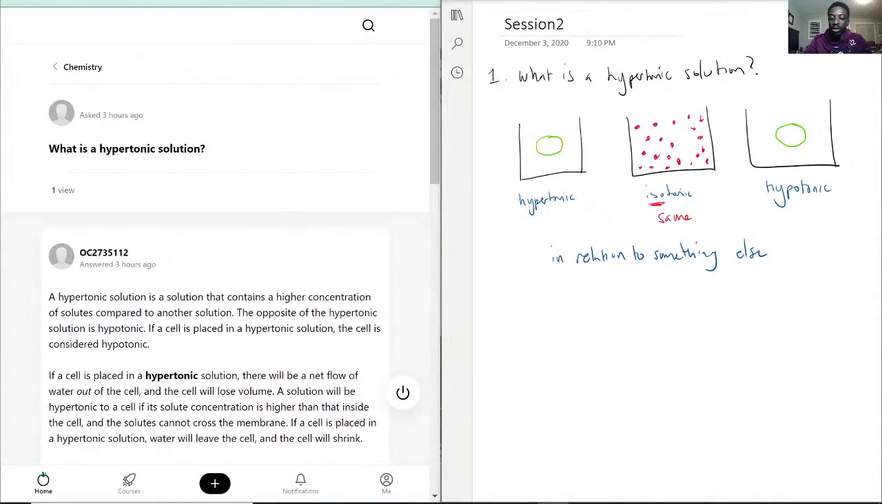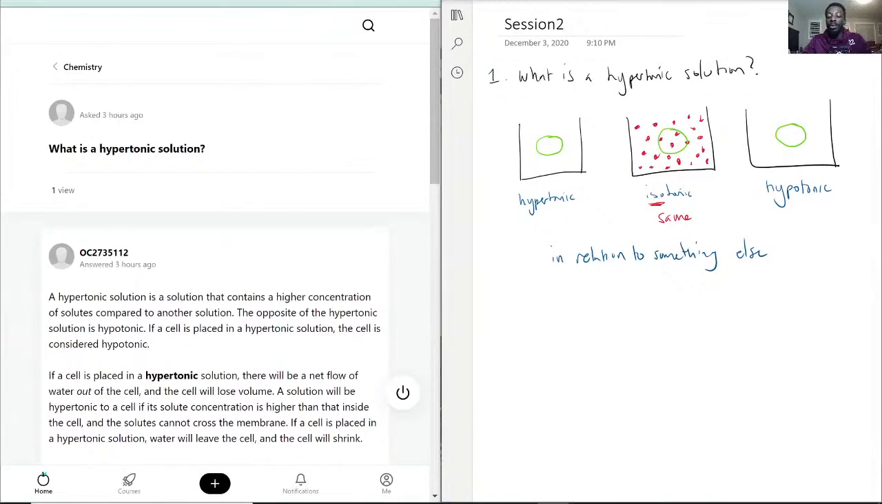So this is what it looks like to be isotonic. Everything is the same. Inside the ball has around the same ratio as outside the ball, which is what they're referring to as the solution. So the solution in this case is isotonic to the ball inside.